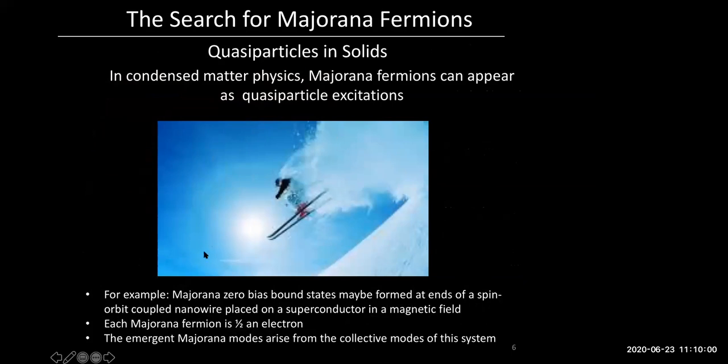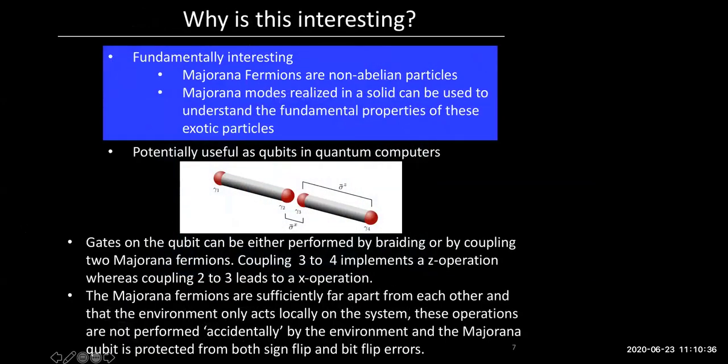One example is if you have a spin orbit coupled nanowire, and I'll show you what I mean. It's just a nanowire which has strong spin orbit coupling, and you put it on top of a superconductor, and you turn on a horizontal magnetic field. Then theory tells you that you can get Majorana bound states at the ends of this nanowire. And remember, these are bound states, meaning that they're trapped at the ends. These are not propagating Majorana fermions like you would have in nature. So that's just one example of how you might be able to get these.